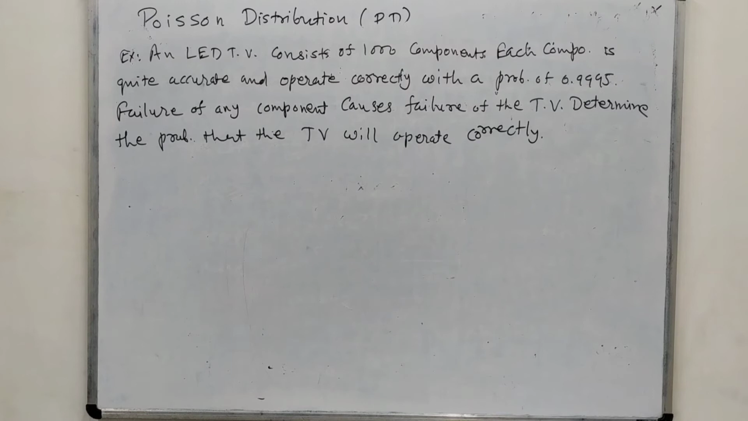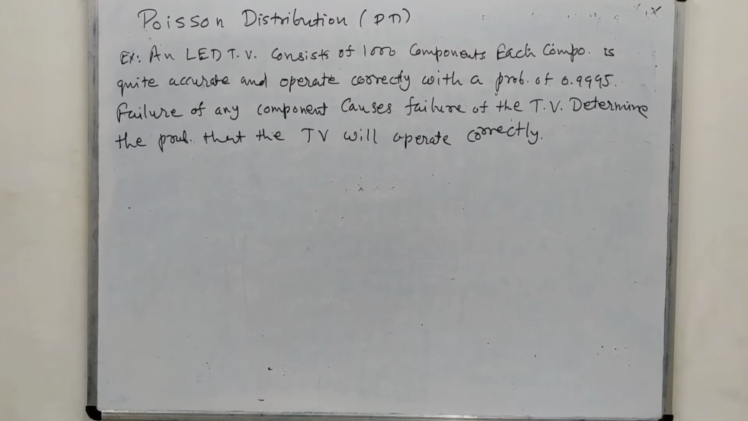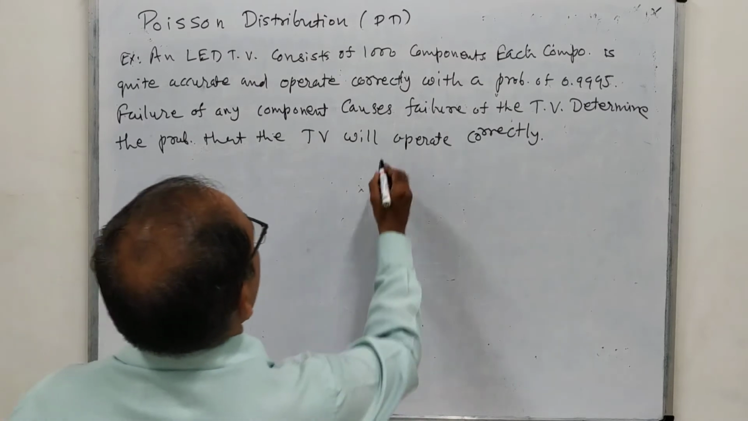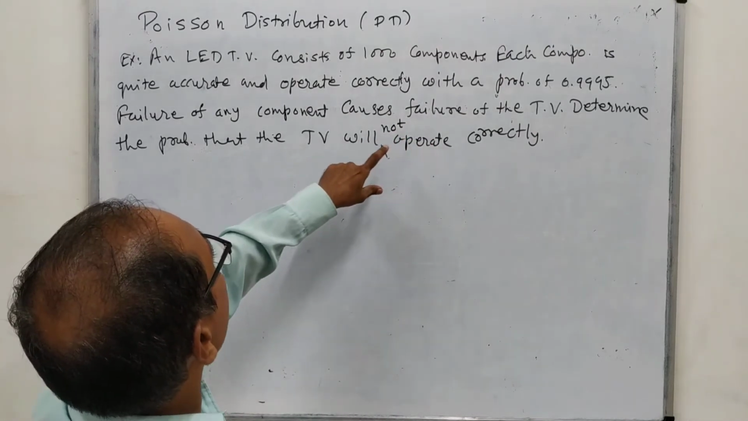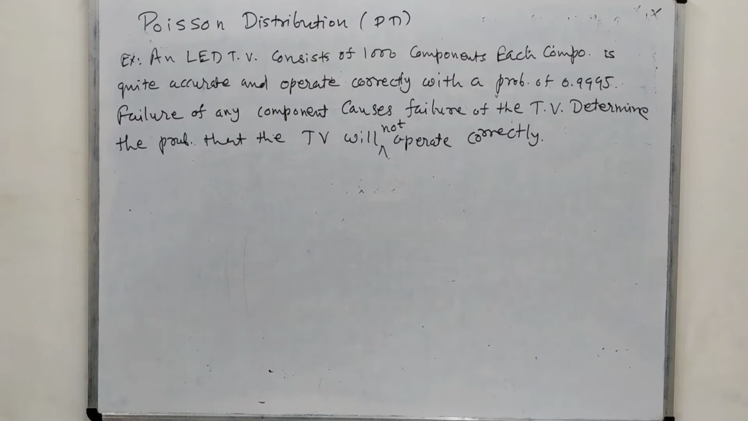So here look at the data. It is given that the LED TV consists of 1000 components. Each component is quite accurate and will operate correctly with the given probability. So here the probability of its accuracy is given to us. And we want to find out the probability that the TV will not operate correctly. When will it not operate? It will not operate if at least one component among 1000 components fails. If at least one component fails, then the TV will not operate.